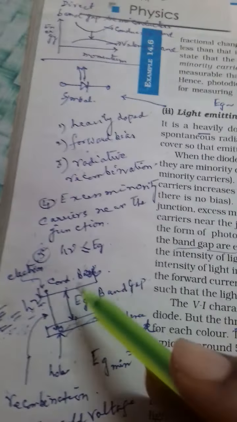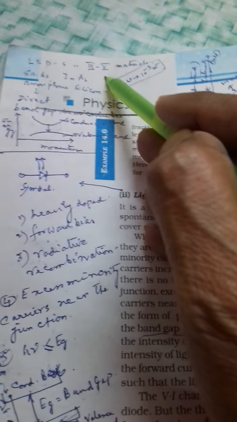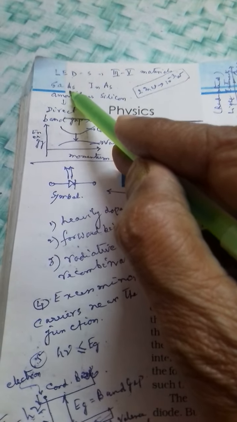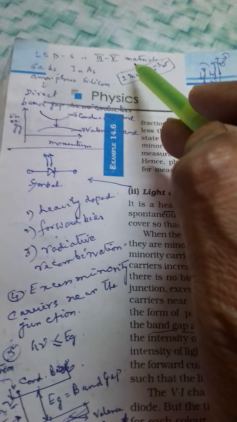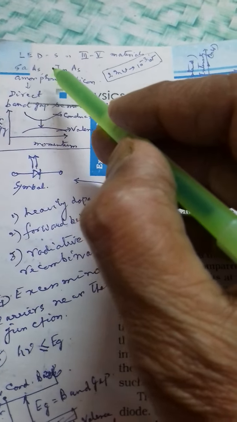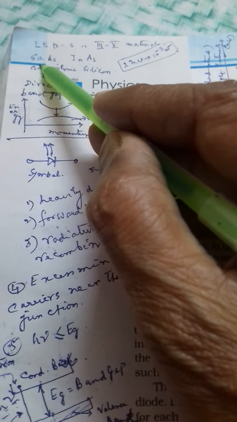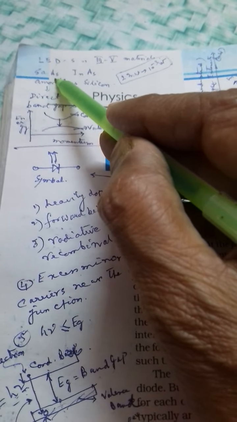What type of diodes are necessary? What type of materials? You see, some special purpose diodes, specially prepared diodes, are called LEDs. They are called 3-5 materials. So 3-5 means group 3 and group 5 in the periodic table. Gallium arsenide. It is not silicon. Normal germanium cannot act as LEDs. It is gallium arsenide. Gallium is a group 3 element in the periodic table and arsenic is a group 5 element.